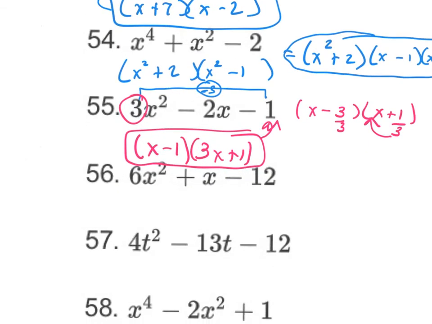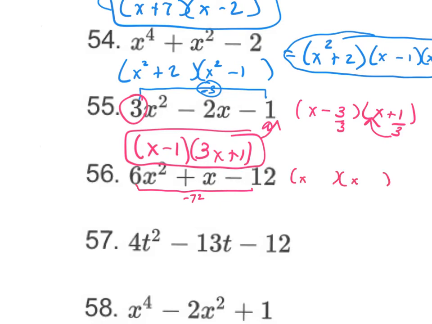In 56, again, guys, first thing we ask is GCF. Is there a greatest common factor? Is there a GCF in this? No. So now I'm going to say, okay, fine. I have to multiply a times c. So 6 times negative 12 is negative 72. What are the factors of 72 that will multiply to give me negative 72, but add to give me 1? And that would be 8 and 9.